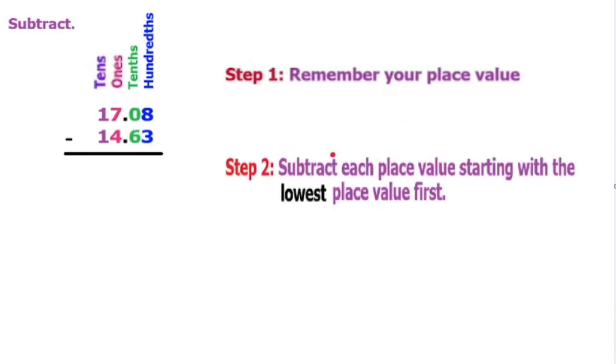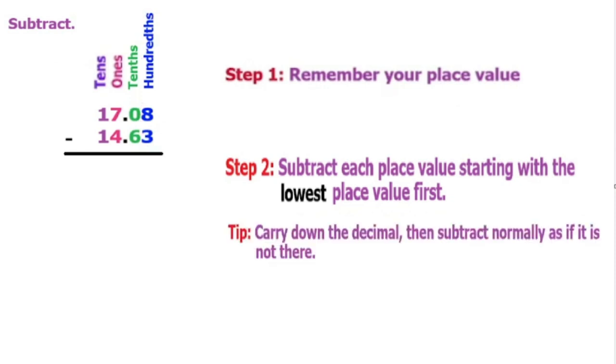So the next step is to subtract each place value starting with the lowest place value first. So you would start with the hundredths. This is the lowest place value. And a tip is to carry down the decimal, then subtract normally as if it is not there. So let's do that. Let's make sure we put in the decimal. Okay, so you bring down the decimal in the exact same spot where you find it here in the question. So now we can subtract normally.